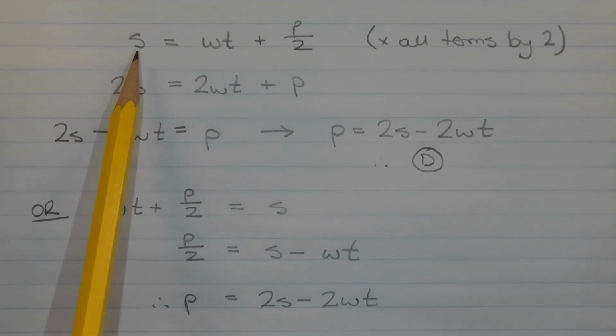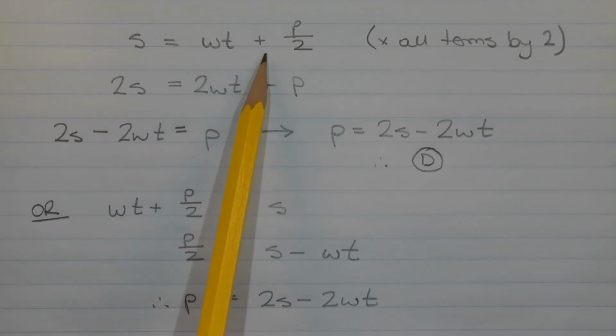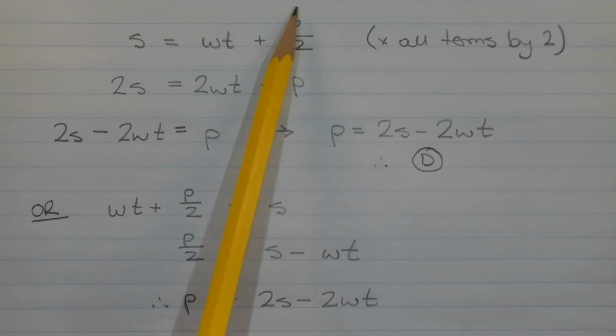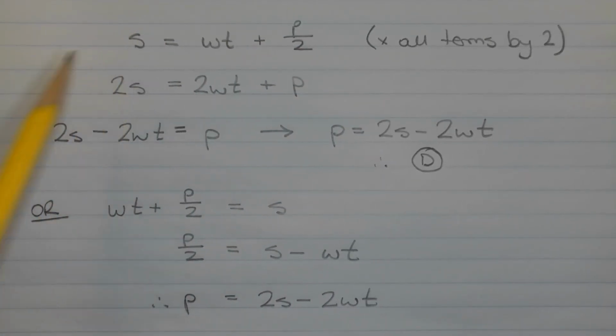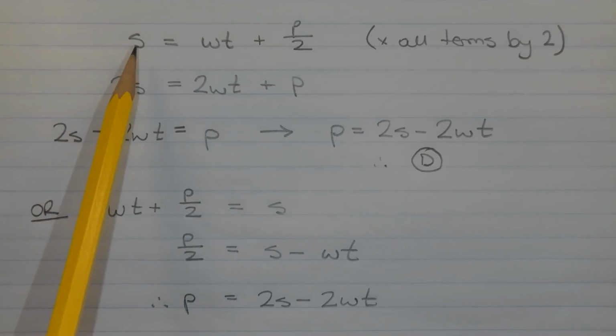Starting with the original equation S equals wt plus p over 2, we have an equation with three terms. Currently, the variable S is the subject of the formula. So it's the variable that's isolated, it's on its own, and it's on the left-hand side of the equation.